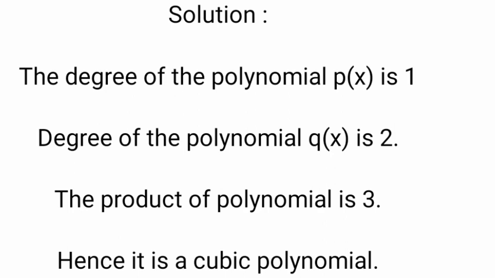Degree 3 means, what is the type of polynomial? Degree 0 means constant polynomial, degree 1 means linear polynomial, degree 2 means quadratic polynomial, and degree 3 means cubic polynomial. Hence it is a cubic polynomial. Can you understand? Okay, thank you. We will see you next class.